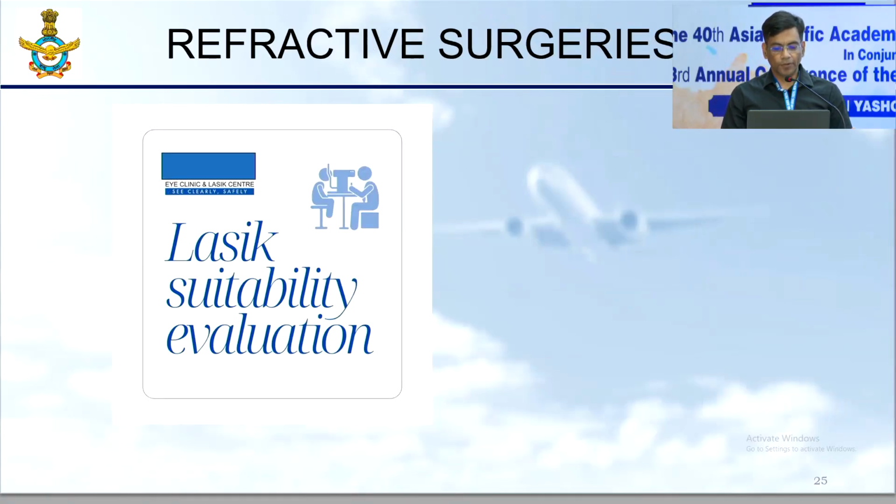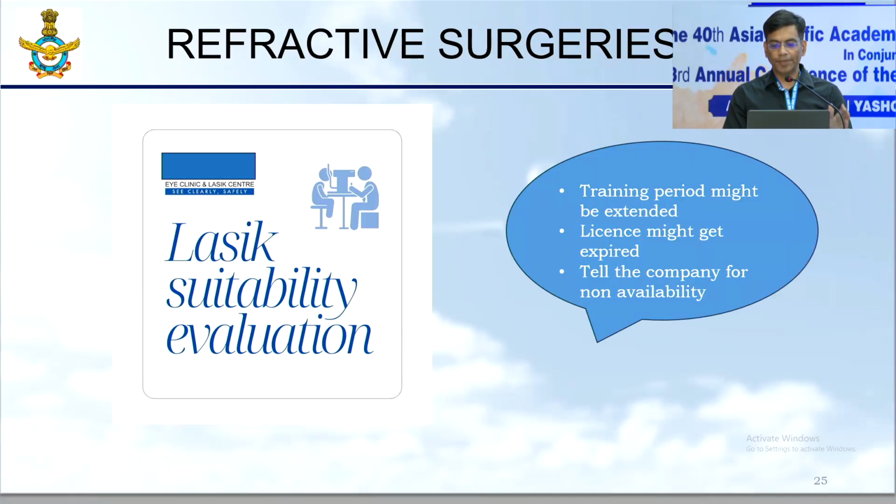And again, an important point: when you come for LASIK suitability evaluation in any center, kindly tell them that the training period might be extended because you will be downgraded for 6 months and your license might expire. Also tell your company that you will not be evaluated for at least 6 months after the LASIK. What happens is they don't tell, and they come to us, and we unfortunately have to downgrade them. A lot of panic happens: my flight is scheduled, I have to take the flight. I have to tell the DG no, it can't be done. So it is a very critical situation for us.